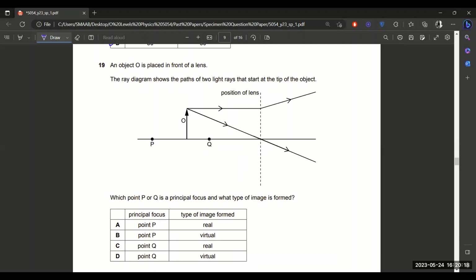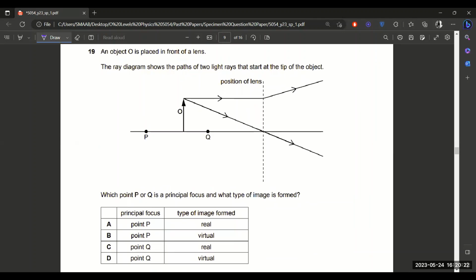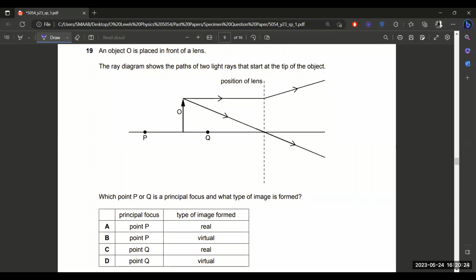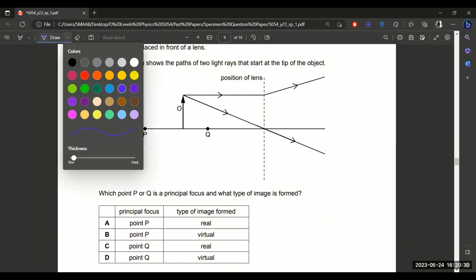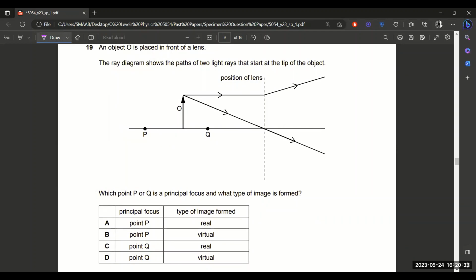Okay, question number 19 is related to the lens. An object is placed in front of a lens. The ray diagram shows the path of two rays that start at the tip of the object. So they are talking about the two rays which are passing from the tip of an object. These are two rays. And which point, P or Q, is the principal focus and what type of image is formed? So we need to find out the principal focus first.